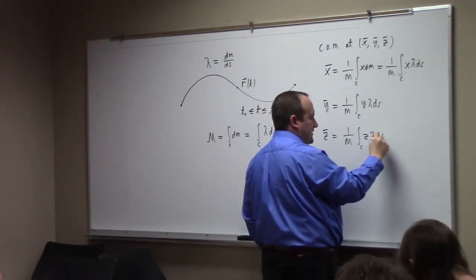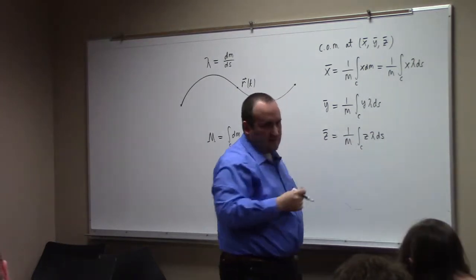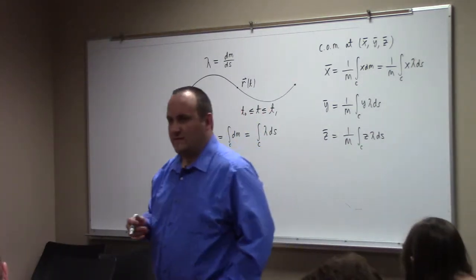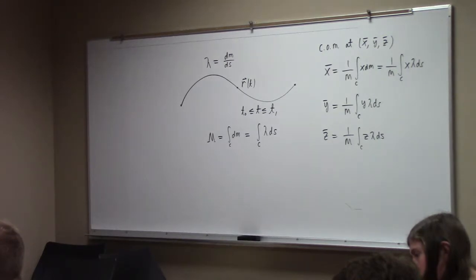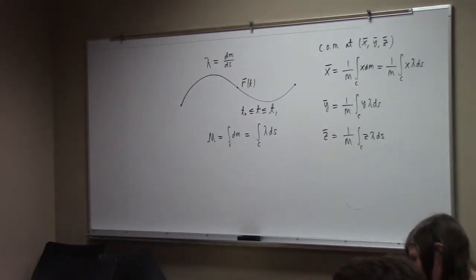I think it's 2 winds of the helix, but it's not a circular helix. It's like some sort of exponential helix. But if you calculate that carefully, you'll find out that the arc length, that ds is actually not that bad.